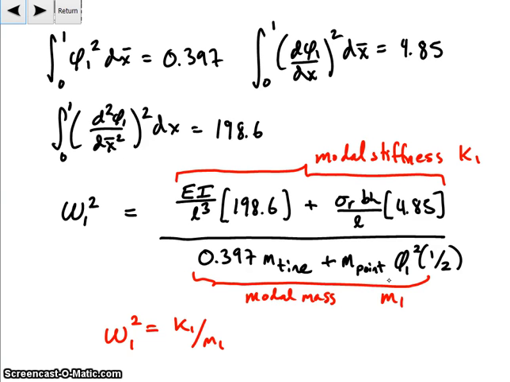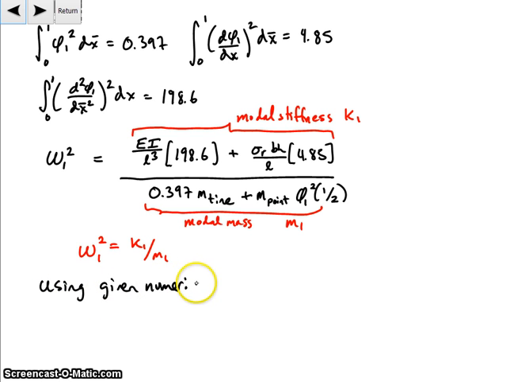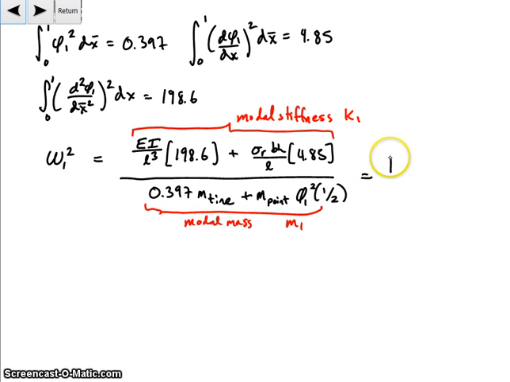And so what we get for this particular case is using the numerical values given. Actually, here's what I'm going to do. I'm going to write it as the modal stiffness divided by the modal mass. Here, I'll even write it like this.